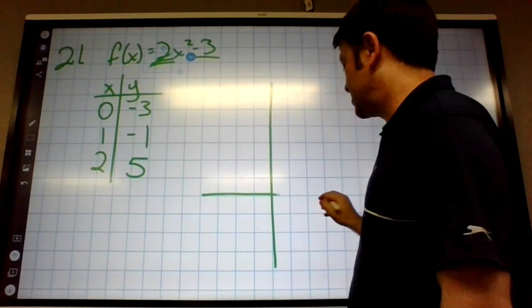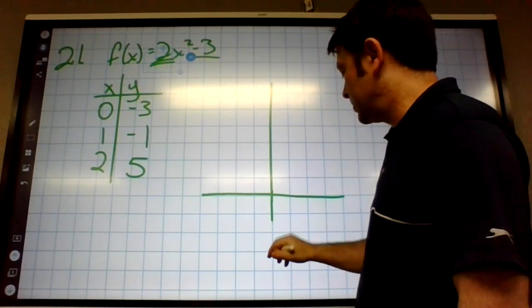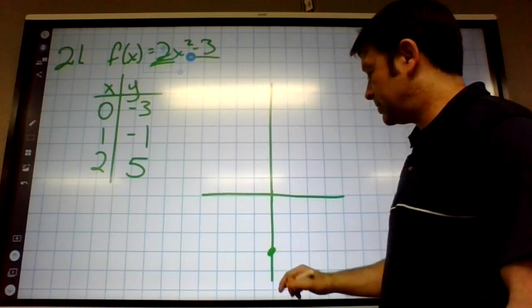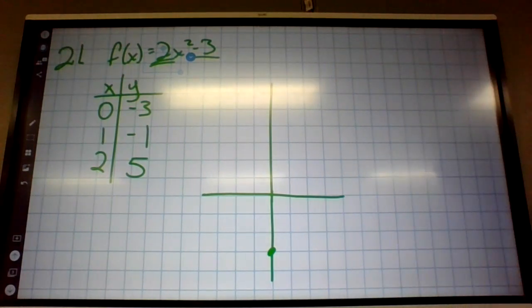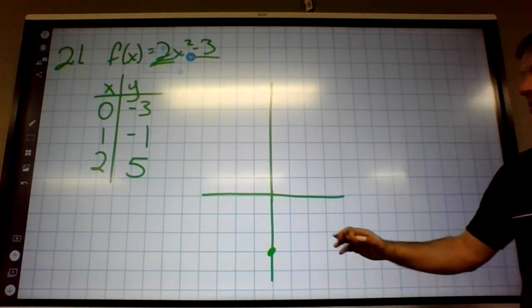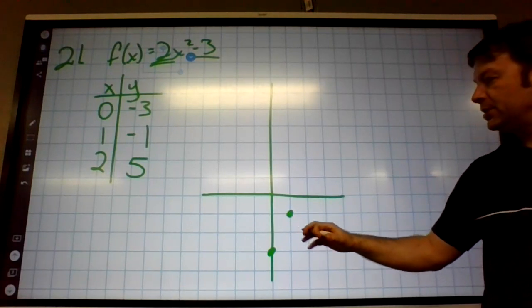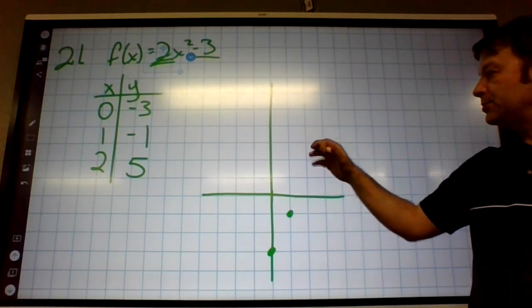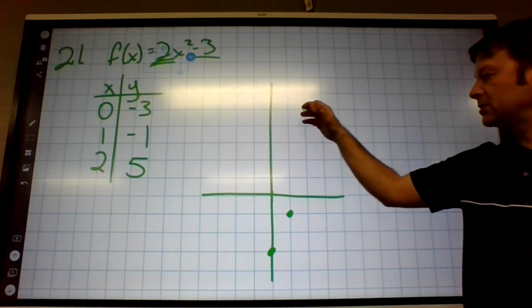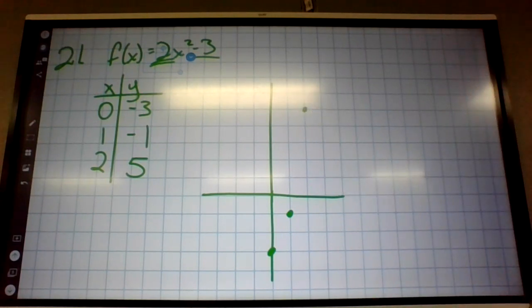So this one's going to start at 0, negative 3. Right there. 1, negative 1. 2, 5. So quite a bit steeper.